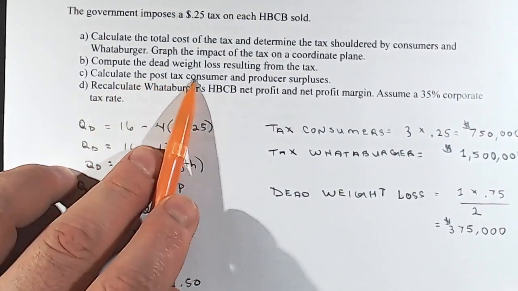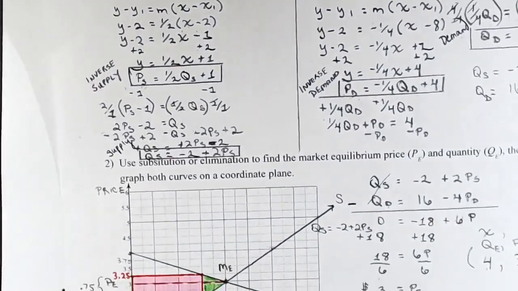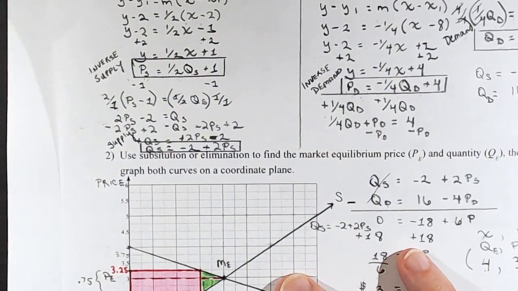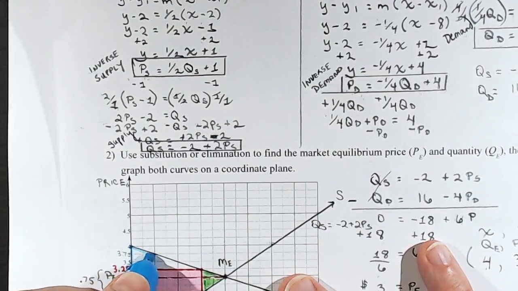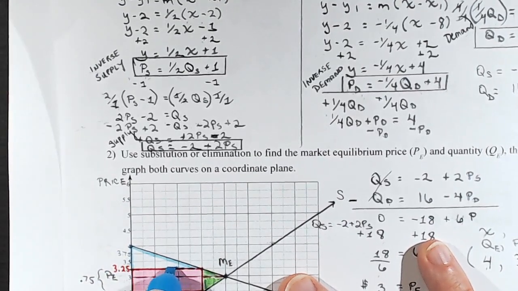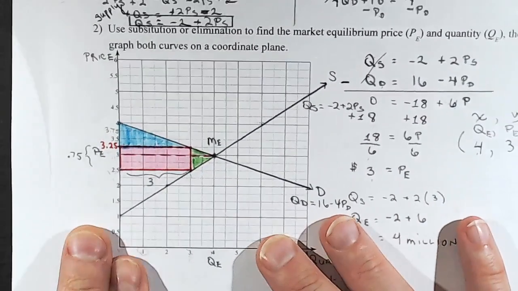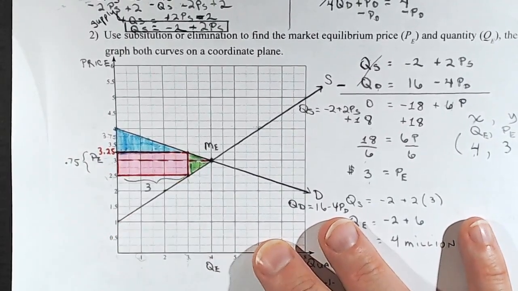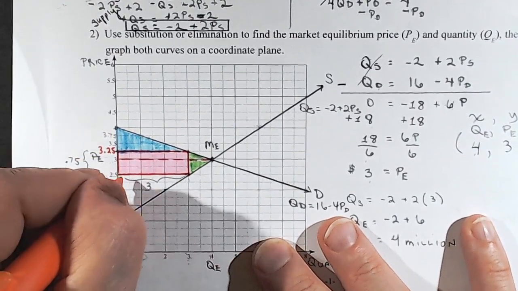All right, calculate the post-tax consumer and producer surpluses. All right, let's talk about producer and consumer surplus. You see these triangles right here? I'll do the consumer surplus in blue. This triangle right here is the consumer surplus up here. This is the consumer surplus. And I'll label all this here in a second if I remember. Okay? The blue is the consumer surplus. So we'll have to find the area of that triangle. The producer surplus is going to be down here in orange.